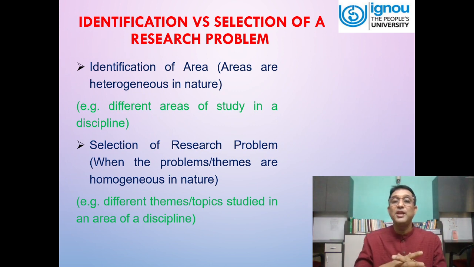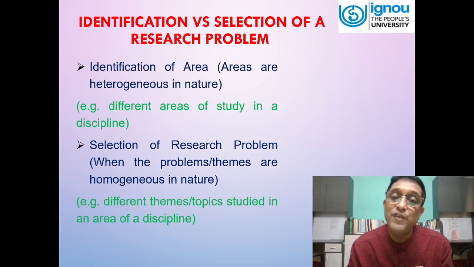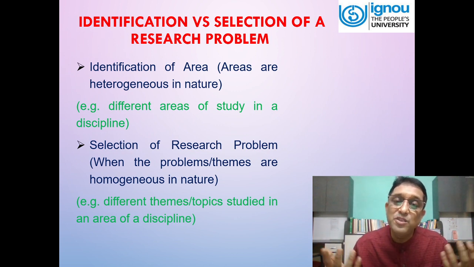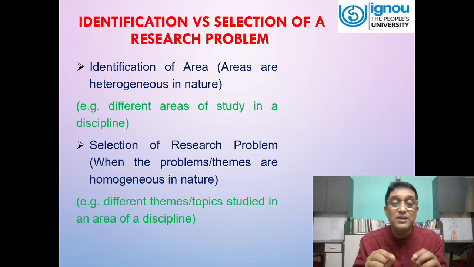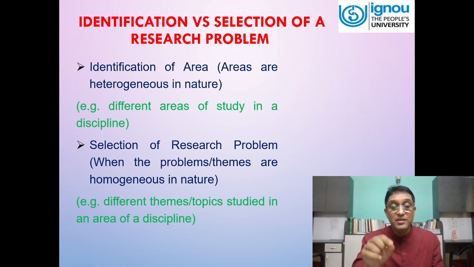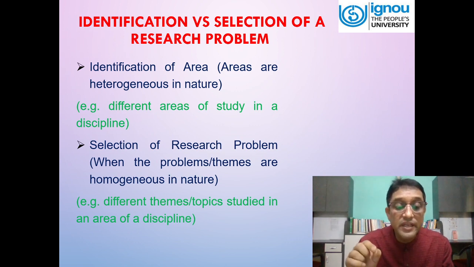Say you are interested to conduct a study on the variable of creativity, on issues relating to creativity of the students, the attitude of the teachers or the attitude of the students for certain aspects, certain problems, certain issues. So when the problems are homogeneous within one area, then you can select a problem, that is, different themes and topics studied in an area of a discipline.